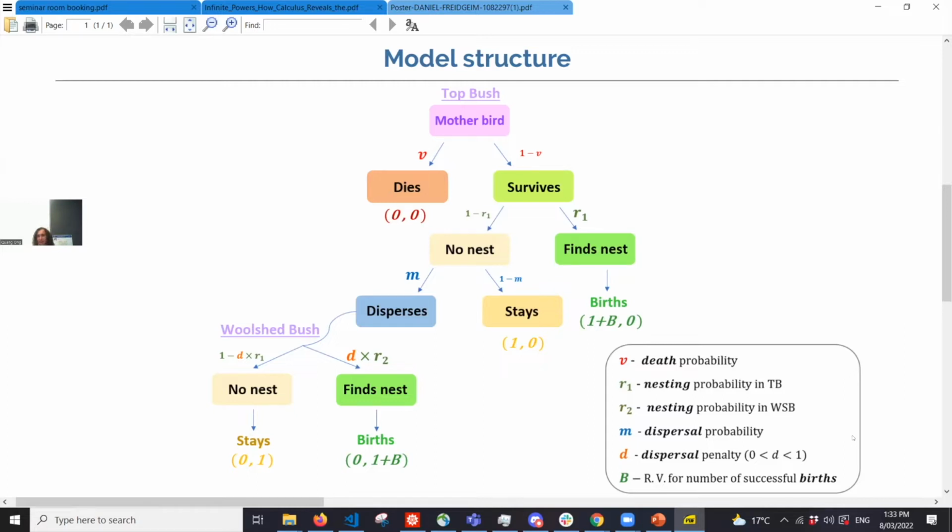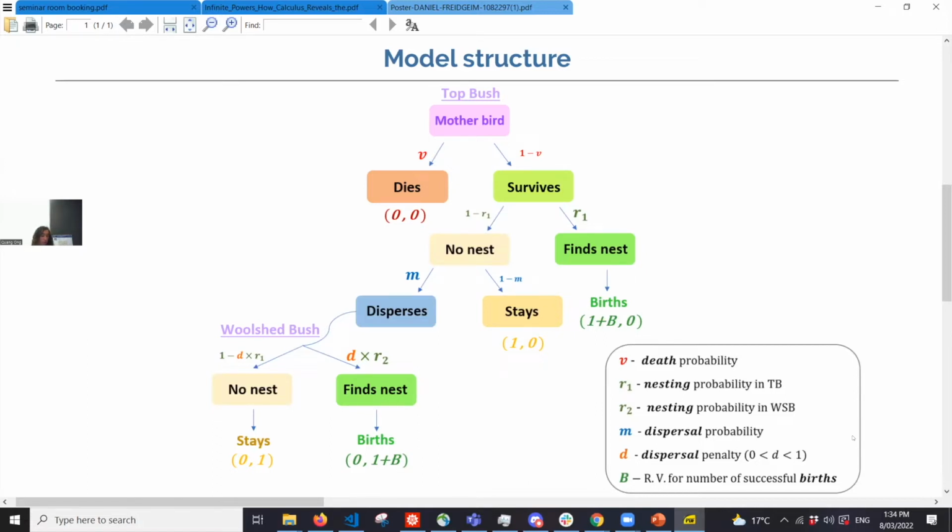Does it stay in the same region where it started? So if it started in Tot Bush, does it stay there? Or does it try and disperse to the other region, have another crack at reproduction? And if it does that, then it would have a penalty because it's harder to establish new territory, biologically speaking. And therefore, there's another parameter, D, that is introduced as the penalty. It's harder to reproduce when you're in unfamiliar territory.